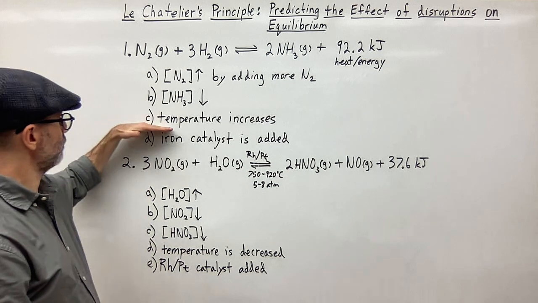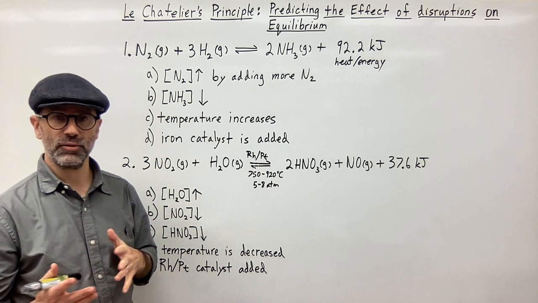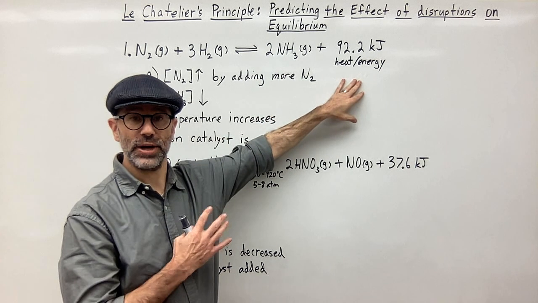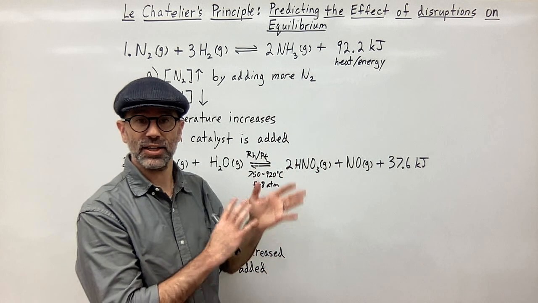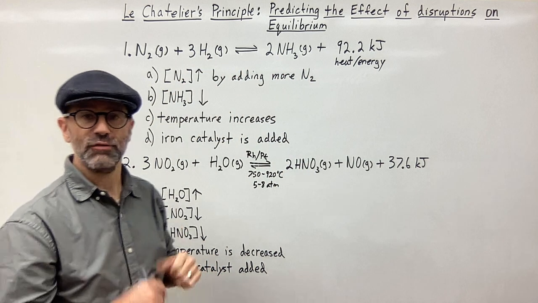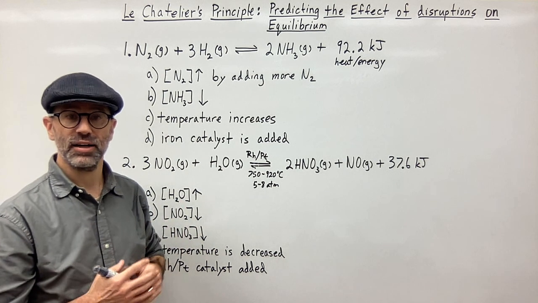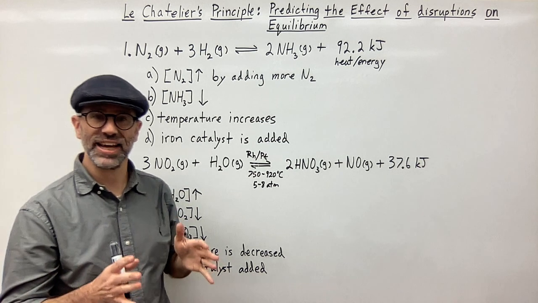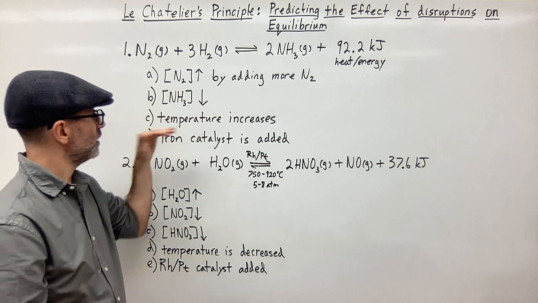Finally, okay, we have C for temperature increases. So this is where understanding endothermic and exothermic reactions is going to be important, and understanding heat as either a reactant or a product. So if you understand heat as merely a reactant or a product, just like NH3 is a product and H2 is a reactant, if you think of energy or heat being a product or reactant, then this will help understand how Le Chatelier's principle applies here. So temperature increases.